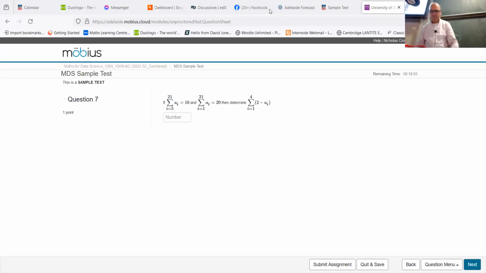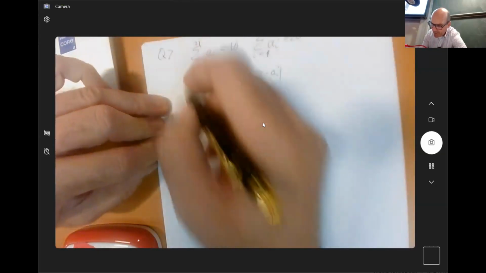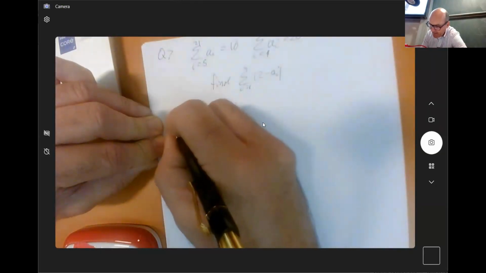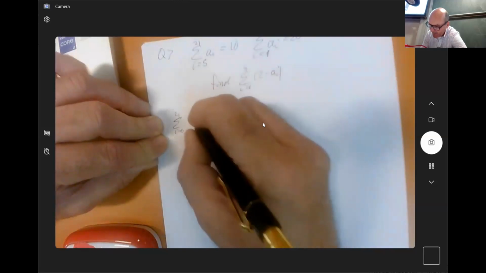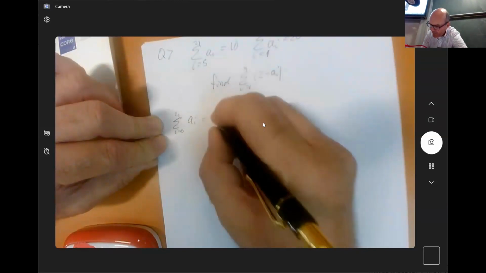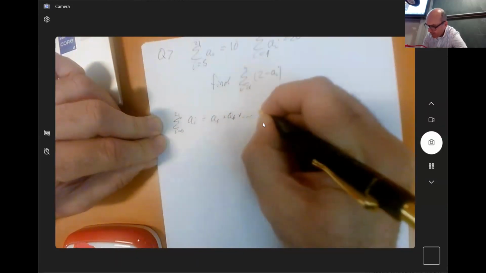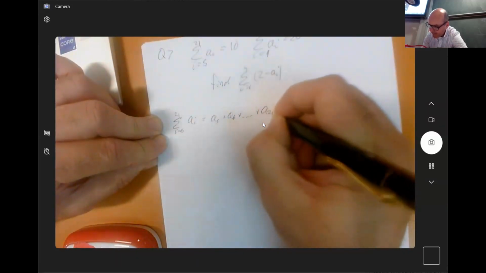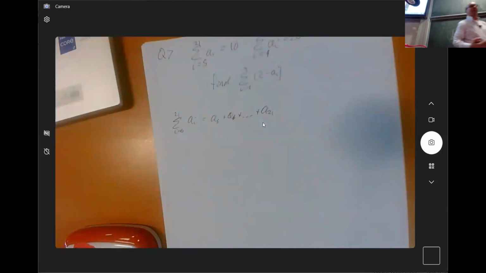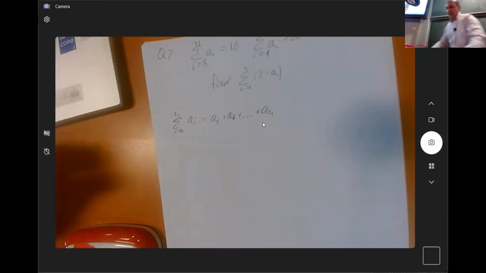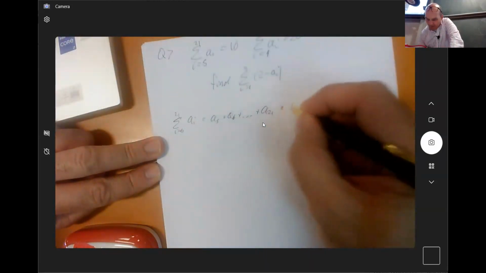If I look at this sum from i equals 5 to 21 of a_i, that's equal to a_5 plus a_6 plus, there's a lot of other numbers, plus a_21. When I say write it out and add them up, quite often what I mean is write out the first couple and the last one or two, so you know where your sum starts and where it finishes. And we know that's equal to 10.